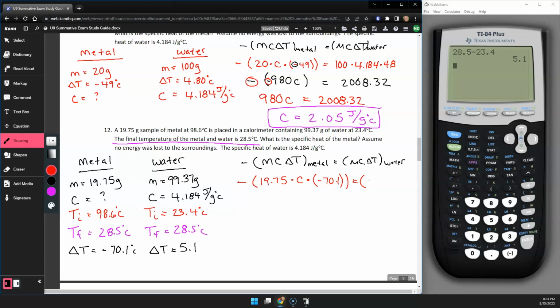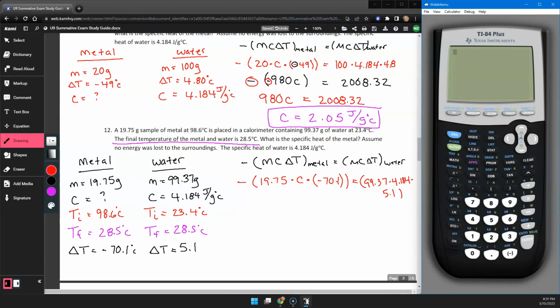The mass of our water is 99.37. The specific heat value is 4.184. Running out of space here. Times the change in temperature, which is 5.1. Okay, just like before, I'm going to do all the multiplication on the right side first because I don't have any variables. So 99.37 times 4.184 times 5.1.